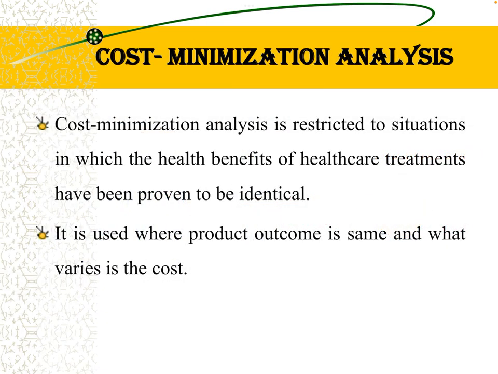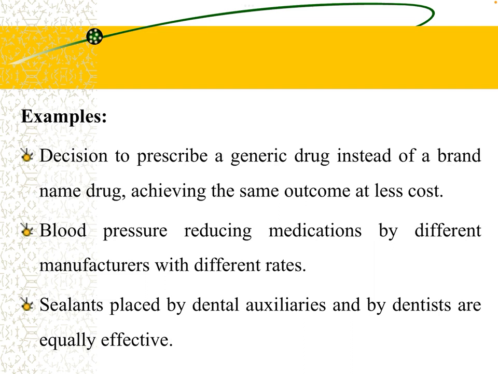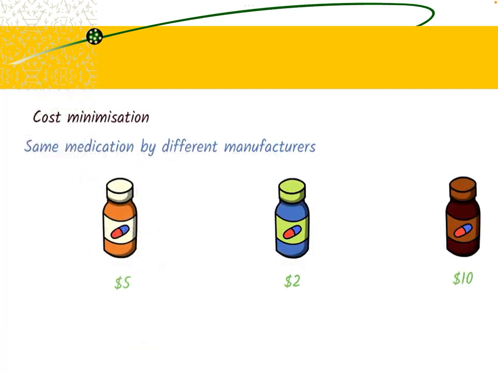Now let us come to cost minimization analysis. Cost minimization analysis is restricted to situations in which the health benefits of healthcare treatments have been proven to be identical. It is used where product outcome is the same and what varies is the cost. Few examples are, first one, decision to prescribe a generic drug instead of a brand name drug, achieving the same outcome at less cost. Second is blood pressure reducing medications by different manufacturers with different rates but having the same outcome. And the third is sealants placed by dental auxiliaries and by dentists which are equally effective.